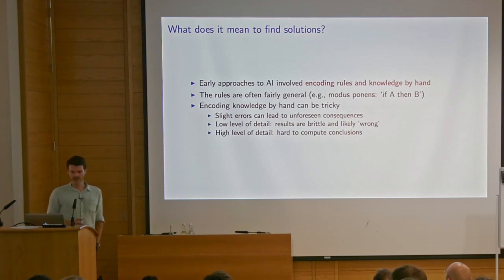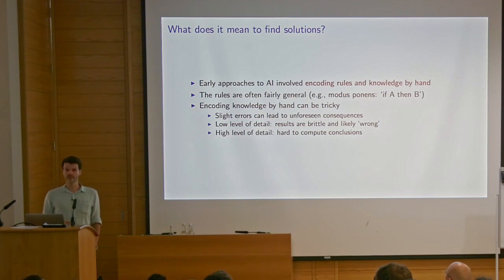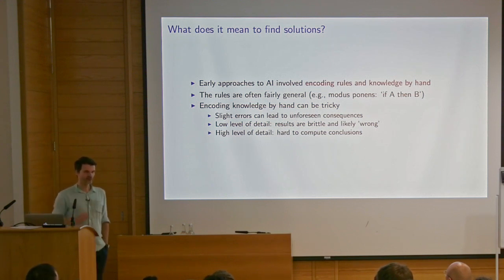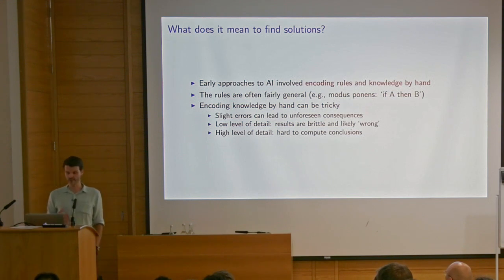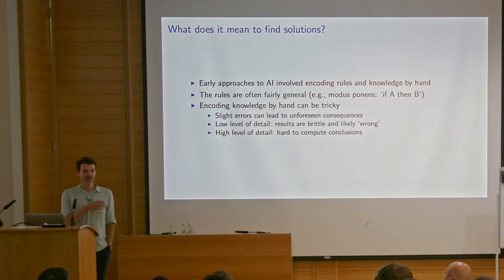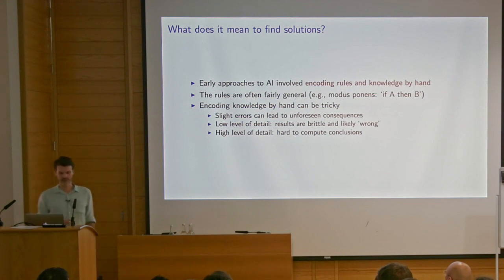But first, what does it mean generally to find solutions for problems? Early approaches to artificial intelligence involved encoding rules and knowledge by hand, and then having the machine reason through these. Again, a calculator is actually a good example of this, where the rules are very well defined, and there's some knowledge involved in defining these rules in the first place. You type in the knowledge that you want to add, say, 2 + 3, and then the machine can use its rules to deduce an answer to that question. Typically, the rules were fairly general, like modus ponens. Basically, if A, then B, you could model that precisely, and then you could put in the knowledge which A's are true, and you could deduce which B's would then follow from that.